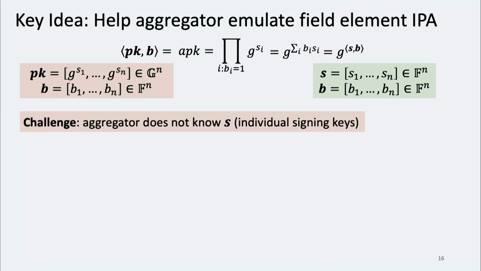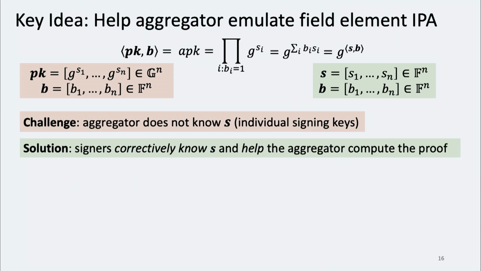Now, luckily, we do have some players in the system who do know those signing keys. The individual signers collectively know this secret key vector S, so they can help the aggregator compute the proof.